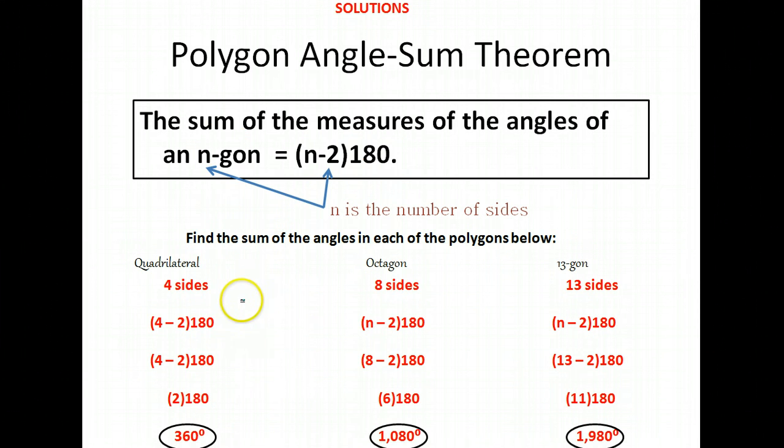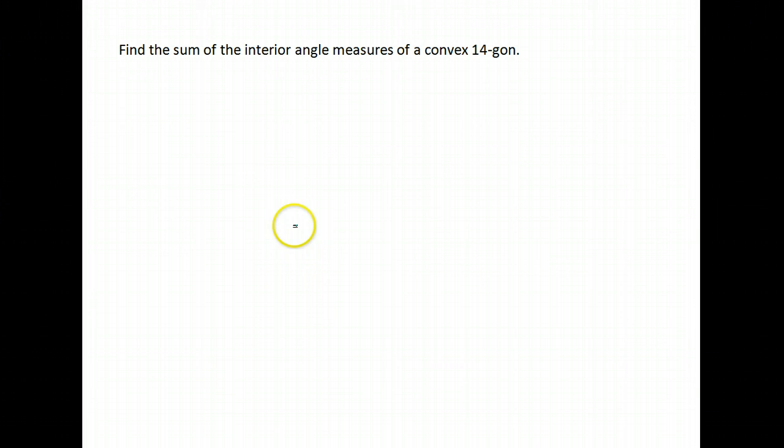Okay, so there are all of our solutions worked out. Now let's try this one. Find the sum. You'll want to read your questions carefully and make sure it says sum. The sum of the interior angle measures of a convex 14-gon. First, how many sides does a 14-gon have? It has 14. We use our formula.